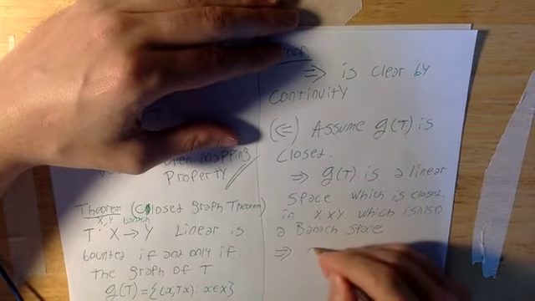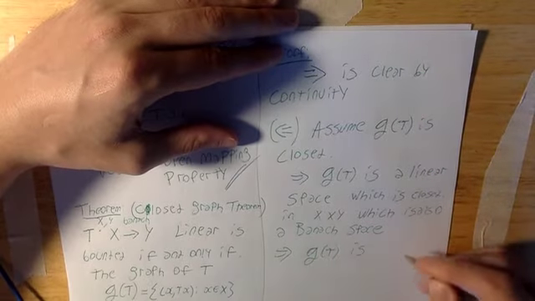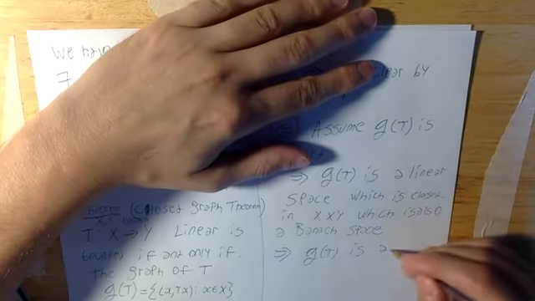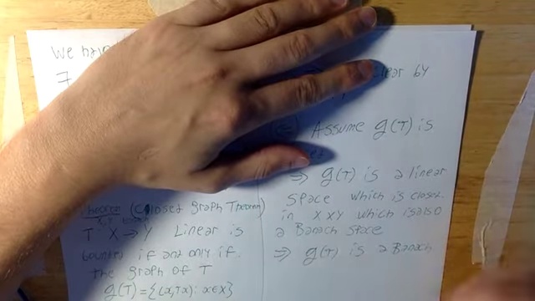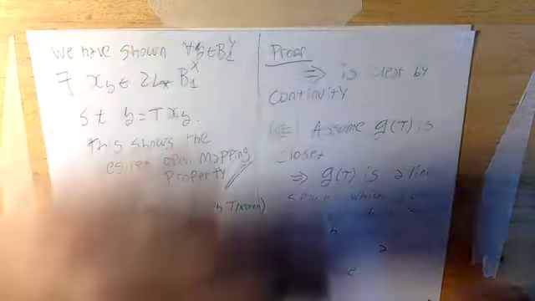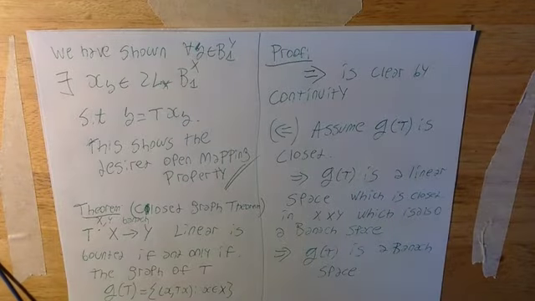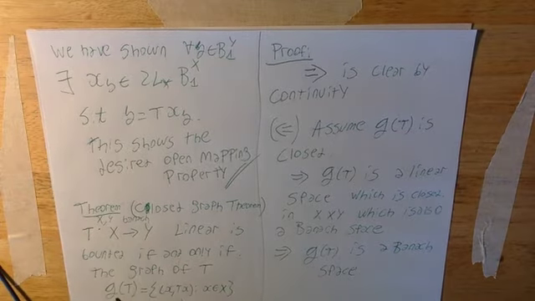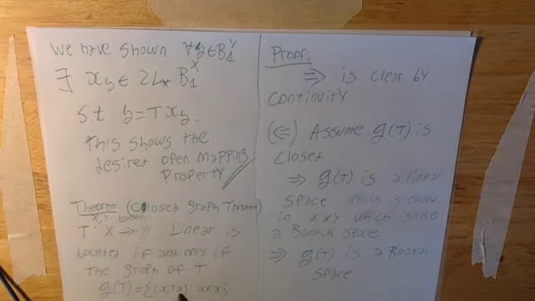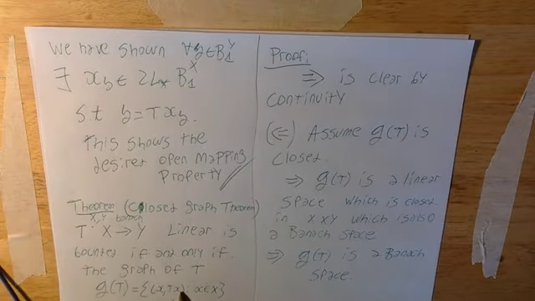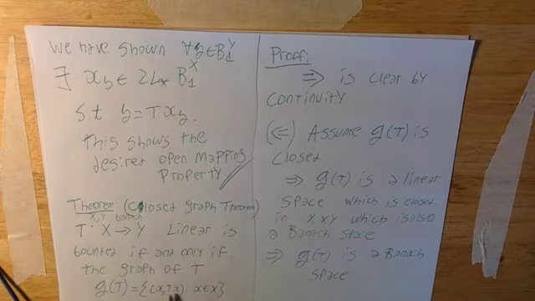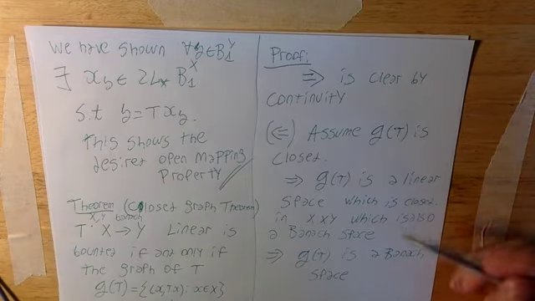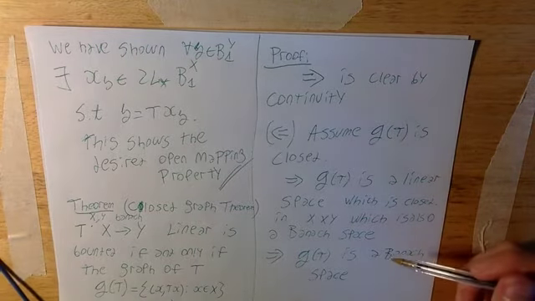Then G of T is a Banach space. Maybe it's not completely clear at the beginning, but the idea is that if you multiply by lambda, using the linearity of T, you can see that G of T contains lambda x, lambda Tx, because this is just the image of T lambda x. And since the graph is closed, this implies that G of T is a Banach space.